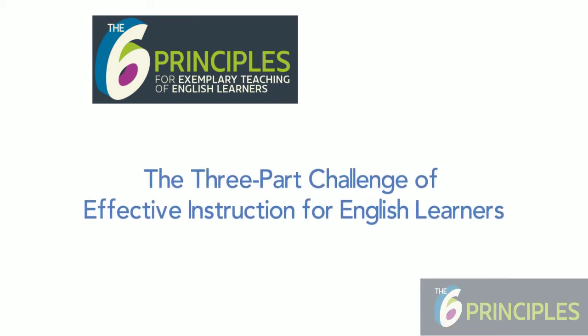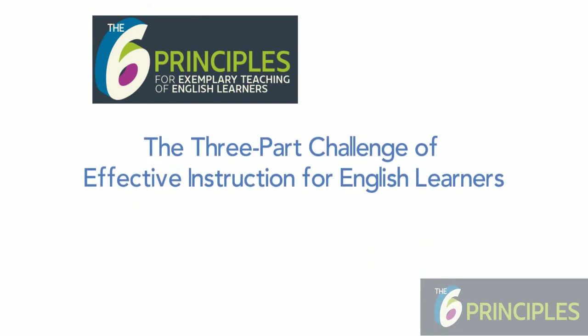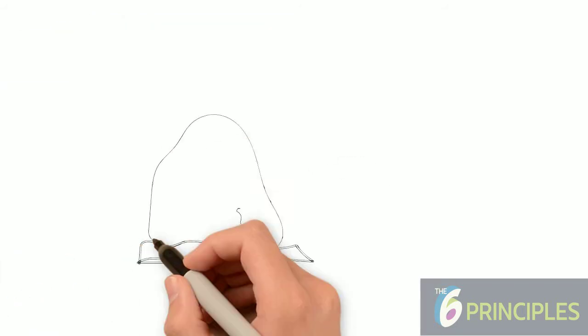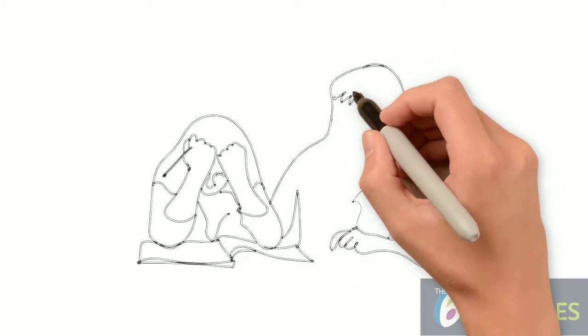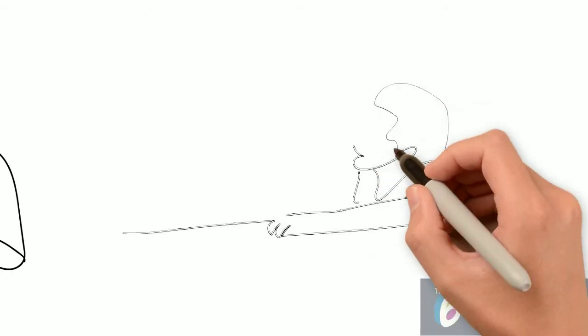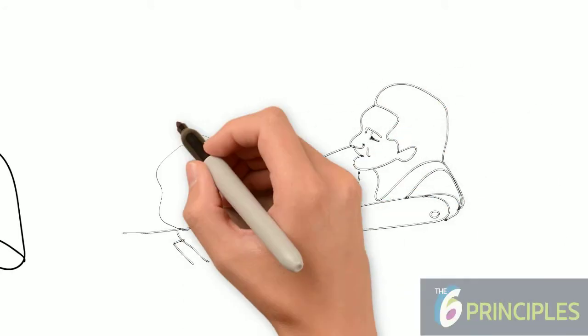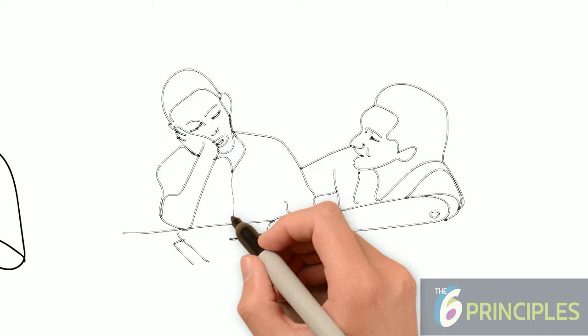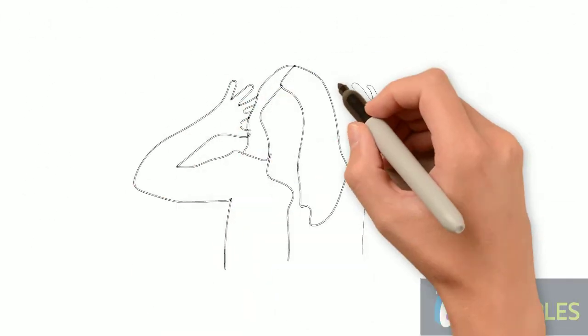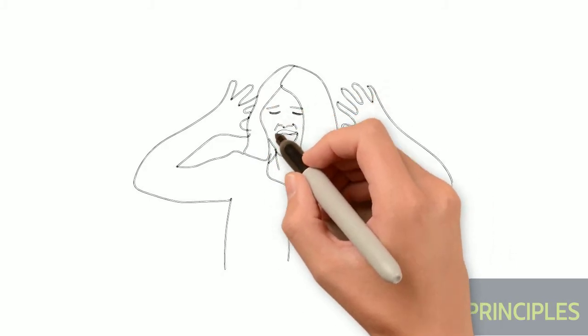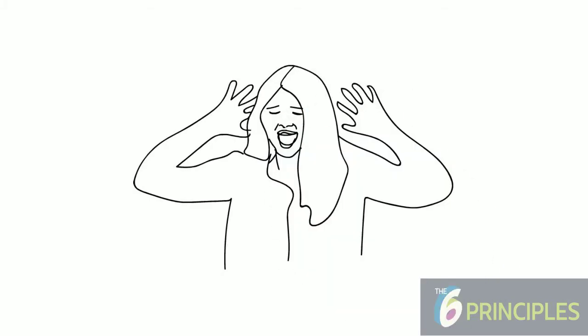The three-part challenge of effective instruction for English learners. Teachers often feel powerless when they realize their students don't understand instruction in English. It is challenging enough to teach learners difficult content in the standards-based curriculum. The idea that many students cannot follow teachers' instruction in English can be overwhelming, and in fact many teachers do throw their hands in the air and say, "This cannot be my job, please let this be someone else's responsibility."